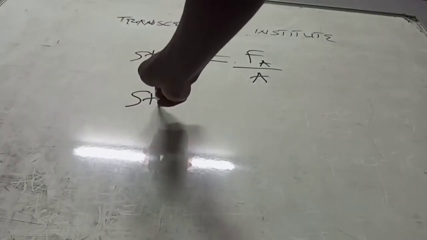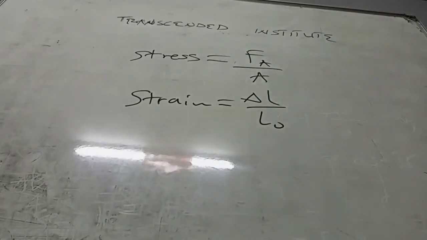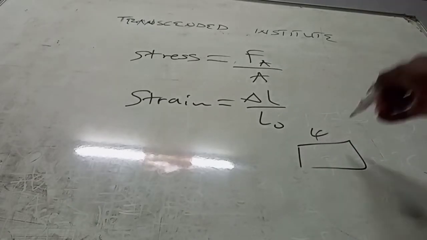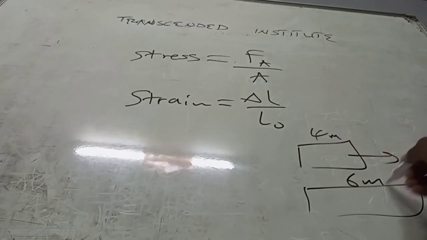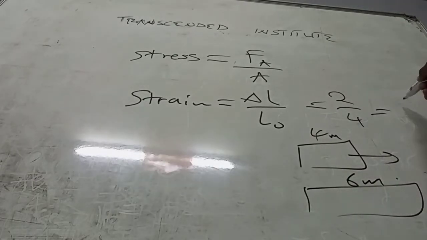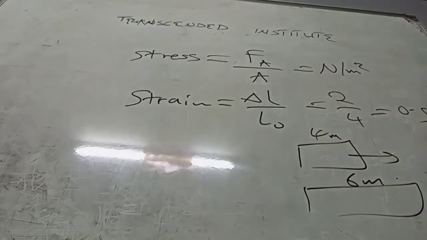On the other hand, your strain is actually the change in length divided by the original length. An example is when you have a 4 meter object, and after applying a force on this side, you extend it to 6 meters. So the change in length is 2, divided by the original, which was 4. So basically you have 0.5 as your strain. Stress, being the division of force and area, has units of newtons per meter squared. On the other hand, strain is a ratio because you have meters over meters, so it has no units.